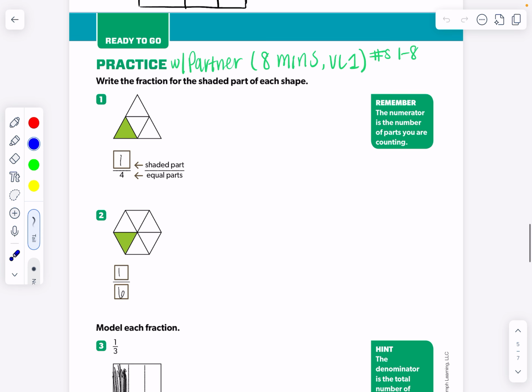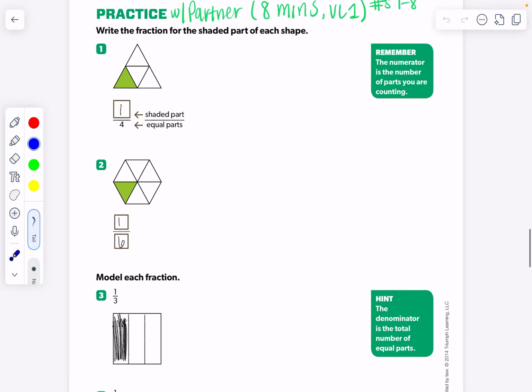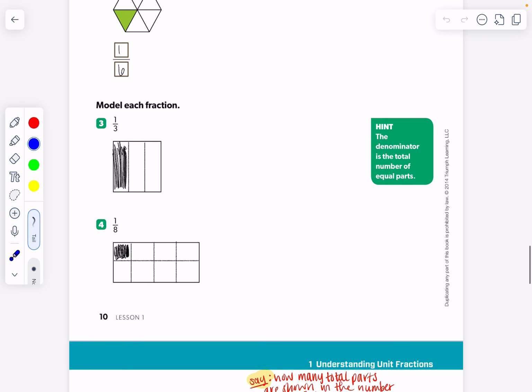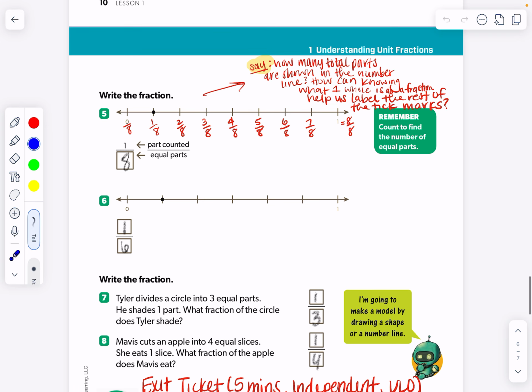So from there, you will launch students into 8 minutes of partner practice at a volume level 1. They will be working on questions 1 through 8, identifying the unit fraction that aligns with the model or using the unit fraction to create a model. And then lastly, students are going to have to represent the unit fraction or identify the unit fraction from a number line. This piece might be difficult for students because students may not know how to number the number line.